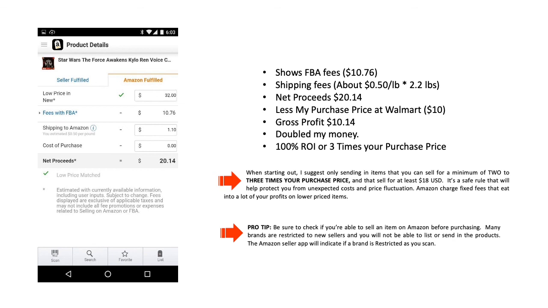The other thing to keep in mind is the size of the item and the weight of the item. So I like to stick to items that are under 5 pounds and small enough that they'd fit in a shoebox. Anything larger than that, unless it's a very high profit item, is probably going to be quite costly for me to send in. So think about small and light wherever possible. And again, as a pro tip here, make sure that you're able to sell the item before you buy it. Check that restriction. If it says you're restricted on the app, don't buy it, okay? Don't fall into that trap. A lot of us have done that.